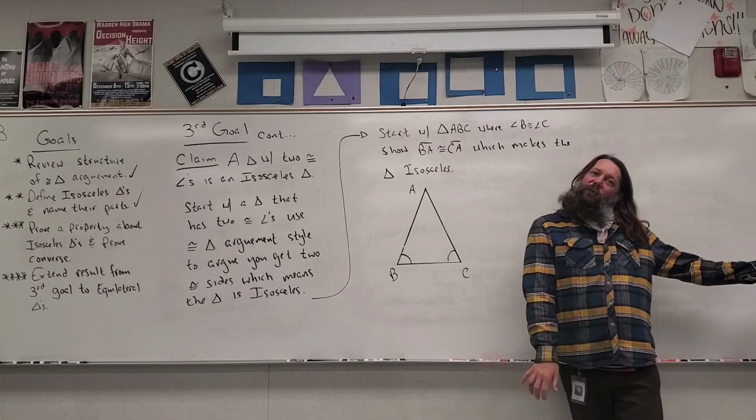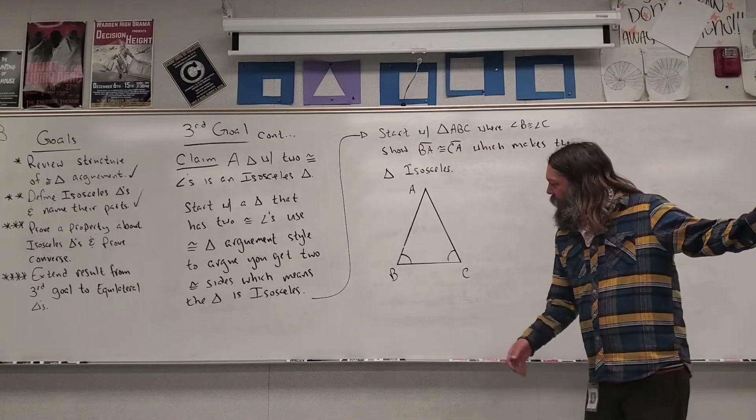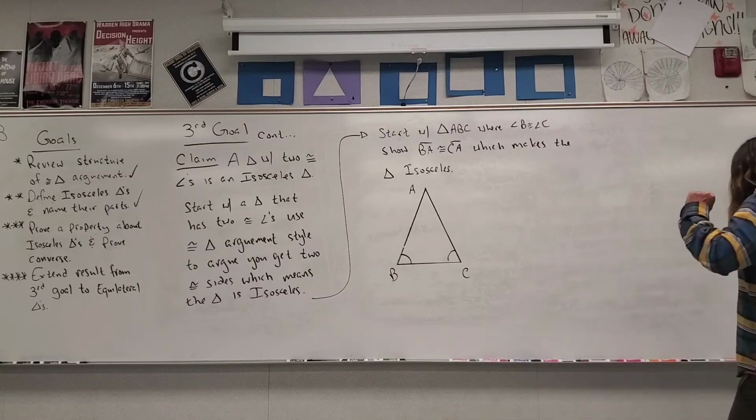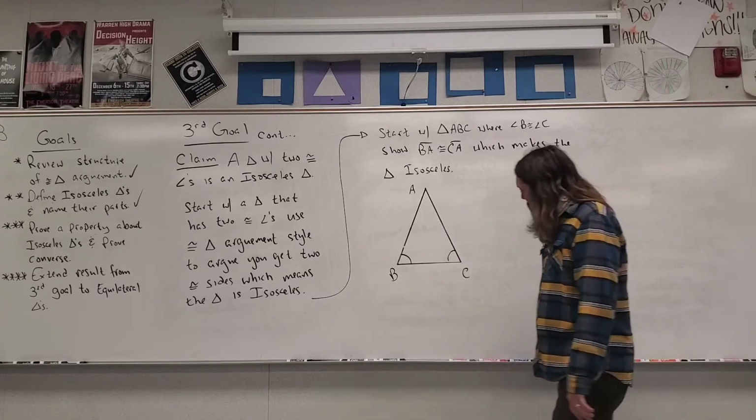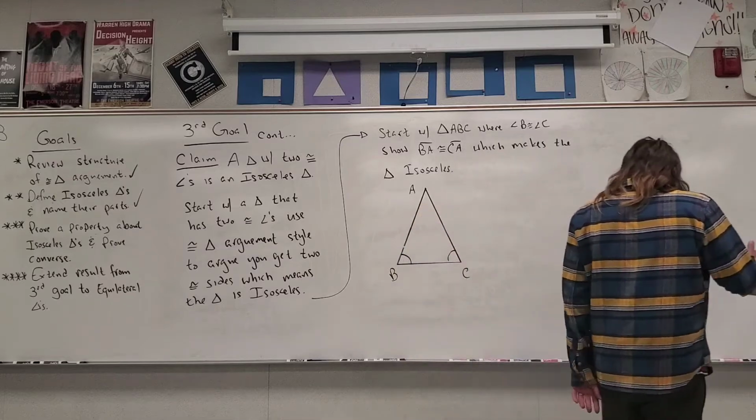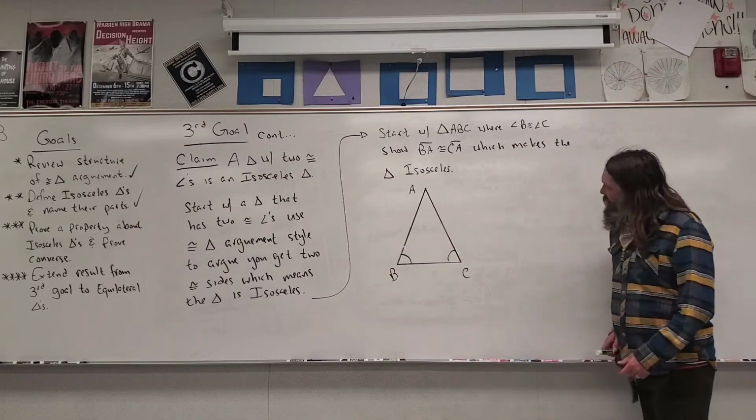So hit pause if you want to try and do this argument on your own. Hopefully you do. Give it a shot. And I hope you did. All right, so if you did, I'm back. And I'm going to go ahead and, like before, make two triangles by bisecting angle A.